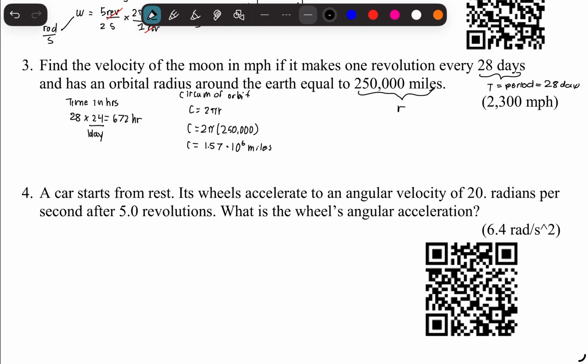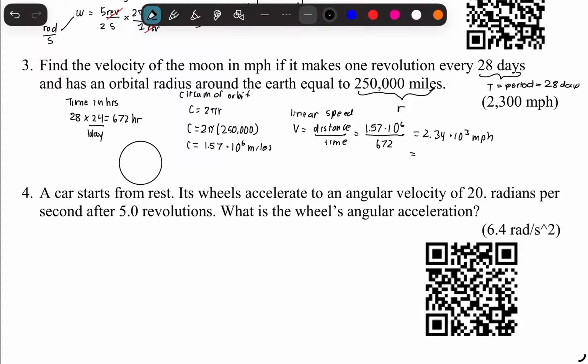Now, we need to find the linear speed. In order to do this, we know that velocity is equal to distance over time. The distance that we traveled was 1.57 times 10 to the 6, because we were moving in a circular orbit, and our time was 672, which we found earlier. So that's just going to be 2.34 times 10 to the power of 3 miles per hour if you plug that into your calculator. You can also write that as 2,300 miles per hour.